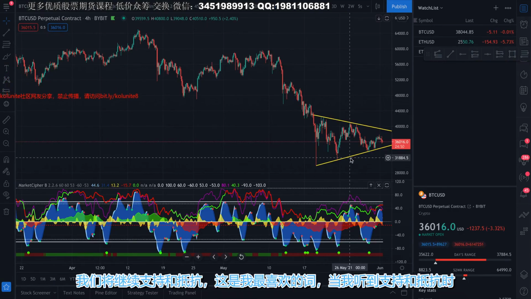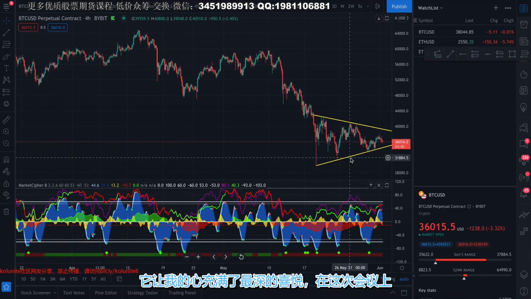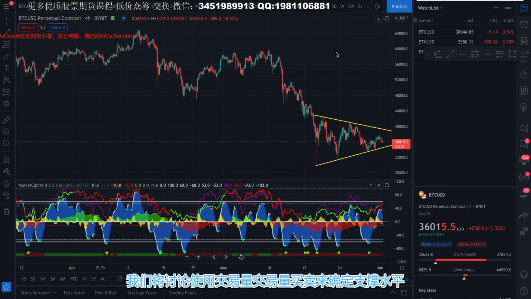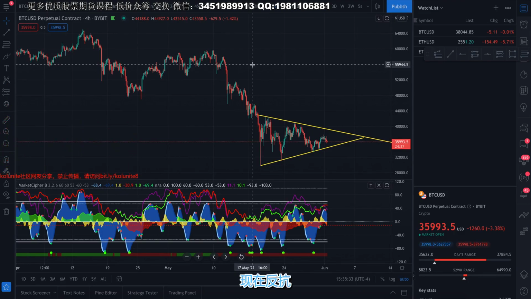And in this session, we are going to be continuing on with support and resistance. Two of my favorite words. When I hear support, when I hear resistance, it fills my heart with the deepest joy. And in this session, we will be talking about using volume, trading volume, buying and selling, in order to determine levels of support and resistance.